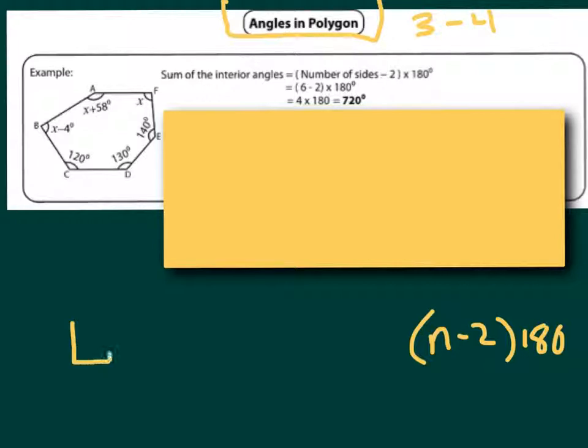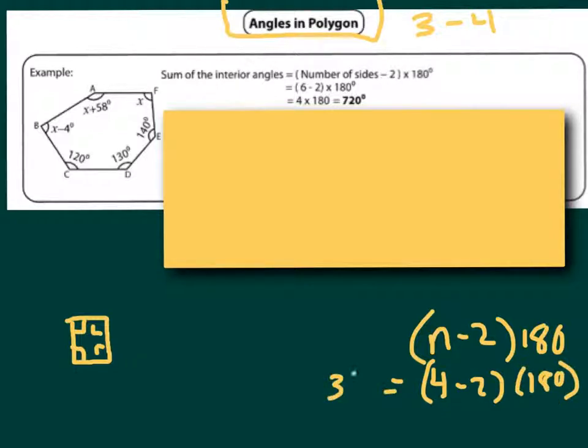For example, a square. I think we know a square has 4 right angles, and if you add 90 plus 90 plus 90 plus 90, you get 360. Well, you could certainly use this formula, and the formula is n, which is the number of sides, which for a square is 4, minus 2, it's always minus 2, and you multiply that by 180. 4 minus 2 is 2, 2 times 180 is 360.